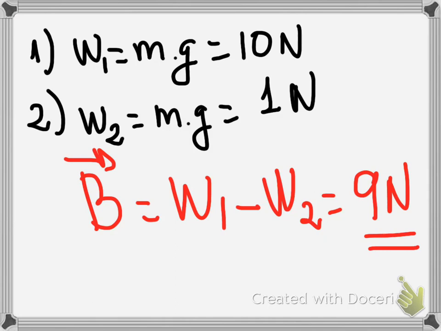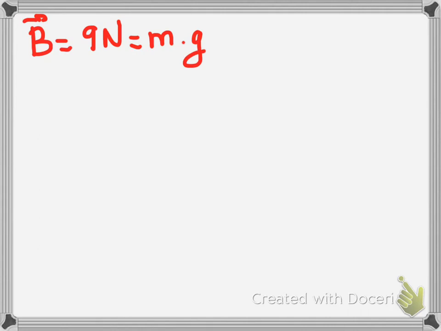Let's delete this information. Just keep in mind that we have that the buoyancy is 9 newtons. So we got that the buoyancy is 9 newtons. We said before that the buoyancy is a force. So because it's a force, it's the same as mass times gravity, the same as the weight.